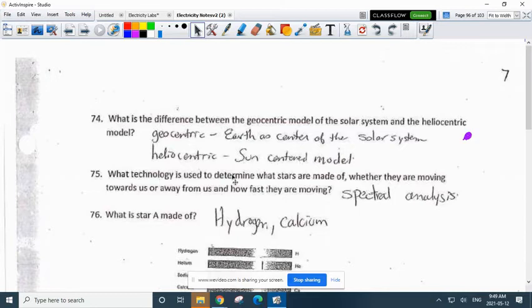What technology is used to determine what stars are made of, whether they're moving towards us, away from us, and how fast they're moving? That's all spectral analysis. If the lines match up, that element is present. If the lines shift towards the red side, that means it's moving away from us. If the lines shift towards the blue side, it's moving towards us. And if they shift a lot, they're moving fast. And if they shift a little bit, they're moving slowly.